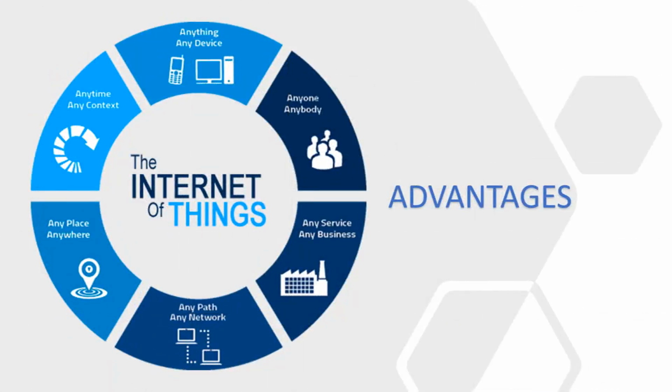The Internet of Things has many advantages, and it can be described by the term "any." It can be used anytime, for any context, it can be accessed by any device, it can be useful to anyone, it can be used in any services or business, it can also take any path or network, and the most brilliant thing about it, it can be accessed anywhere.